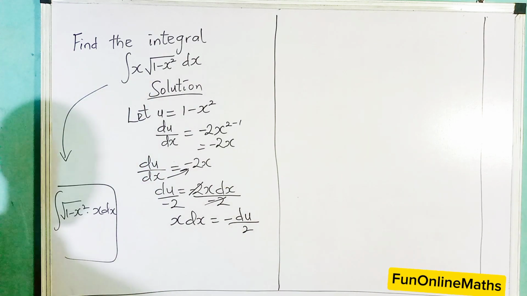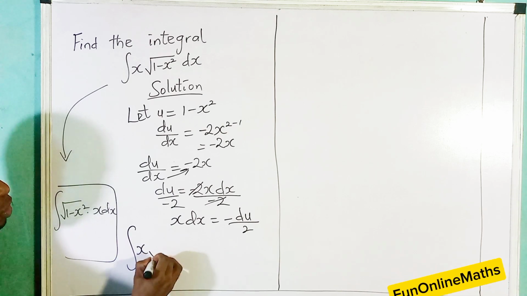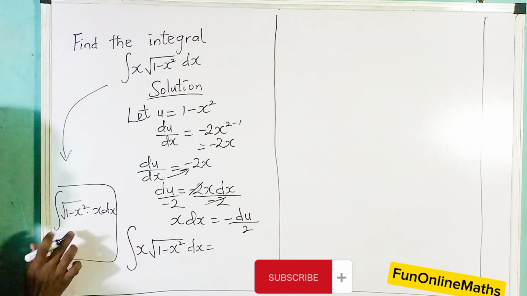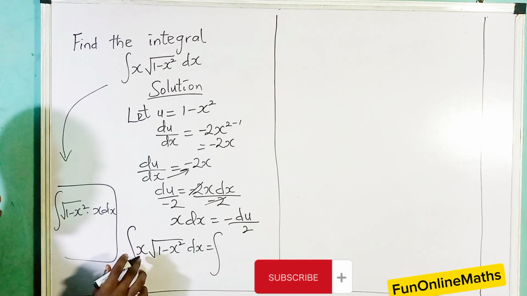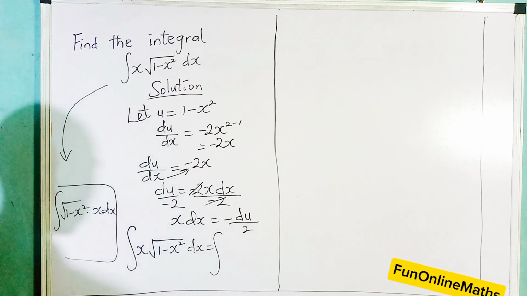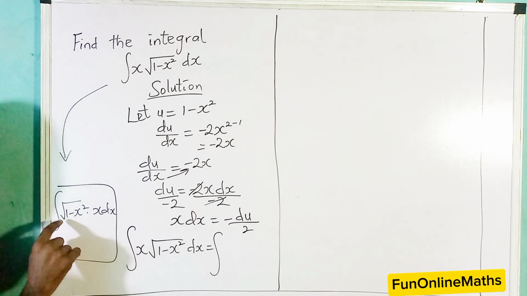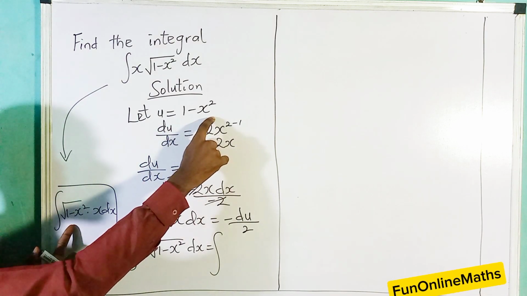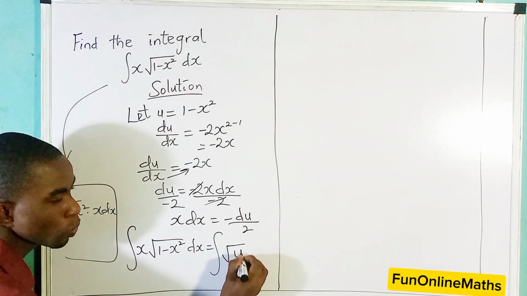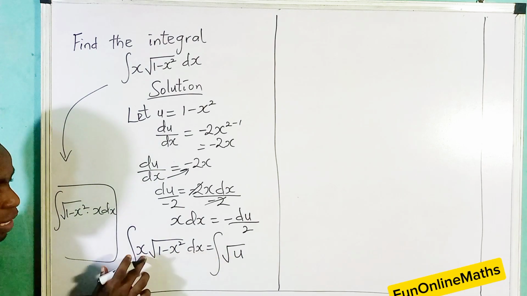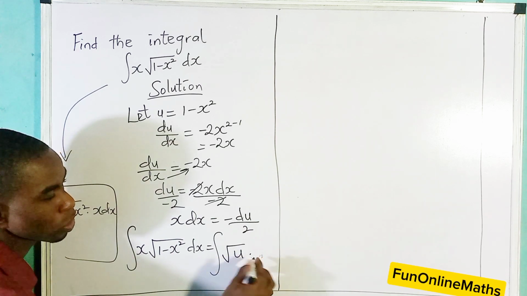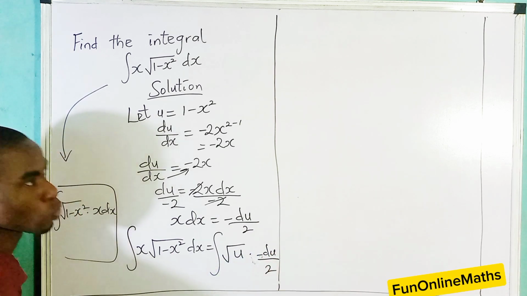So coming back to our question, the integral of x square root of 1 minus x squared dx will be equal to, I've already explained that this is this, right? And so that is equal to the square root of 1 minus x squared, and remember 1 minus x squared is u, so it's the square root of u. And x dx is now minus du over 2, so that's times minus du over 2.